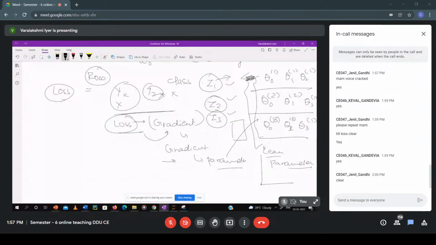So in softmax, since we have the output something like this, that's why there will be multiple parameter learning here. I suppose now it is clear? Is everyone clear with this? Yes or no?